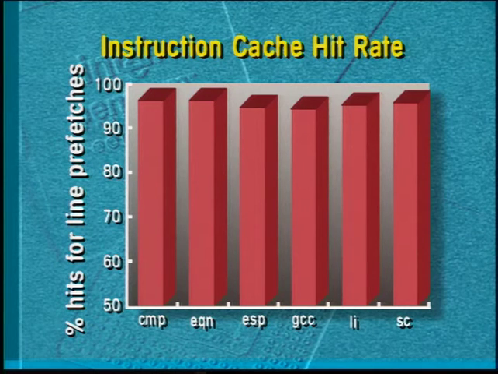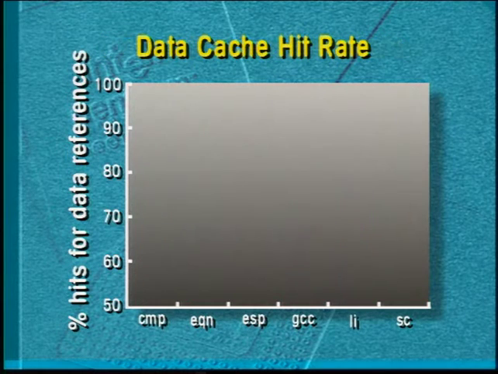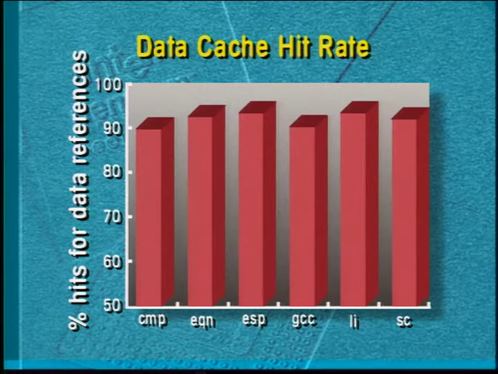This is often reported in terms of hits per instruction instead, and if we looked at it in this way, the rate would even have been higher. The next chart shows the data cache hit rate based on the hits per read or write reference to memory. You can see that here, the data cache hit rate varies from just below 90% to about 95%.